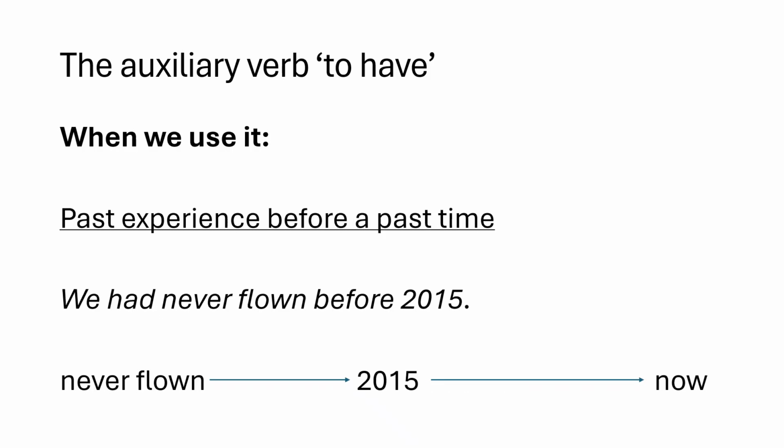We use the past perfect to talk about an experience before a specific time. For example, we had never flown before 2015. This timeline shows that, in the past, they had never flown until 2015, a specific time in the past.